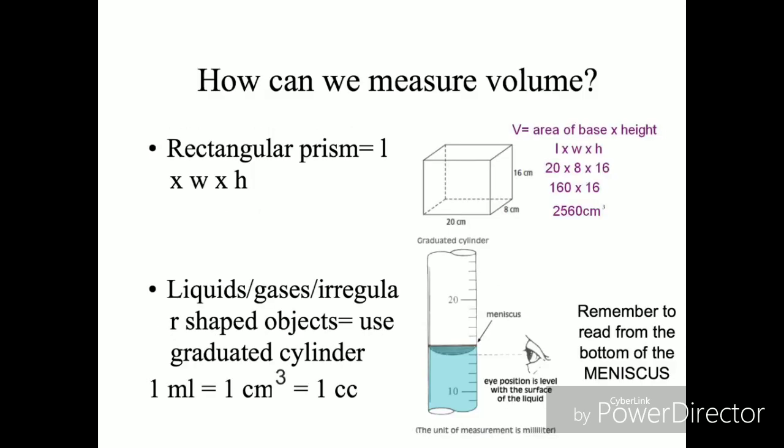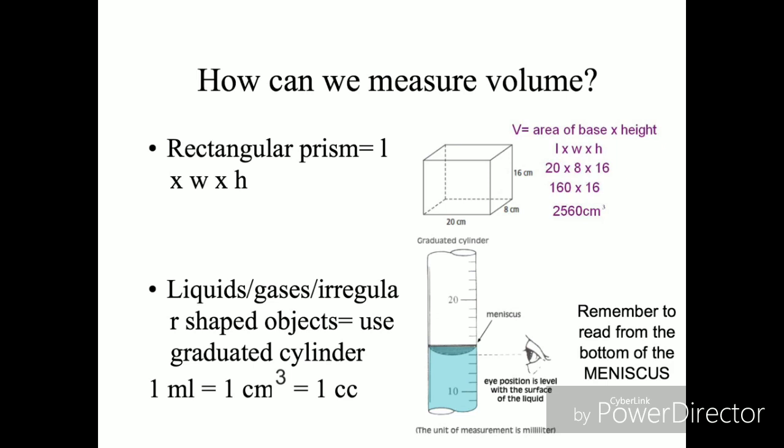There are a number of ways we can measure volume. When we have rectangular objects, we can apply volume formulas. For instance, the volume of a rectangular prism is the length times the width times the height. Now, for irregular objects, gases, and liquids, we use a graduated cylinder to measure the volume.